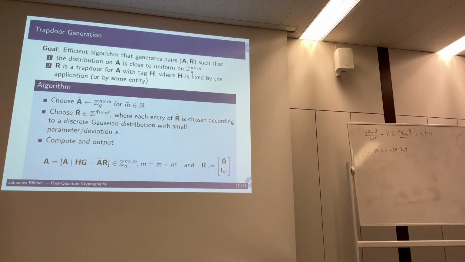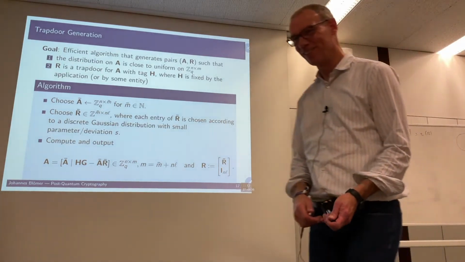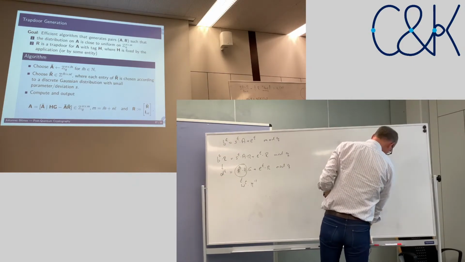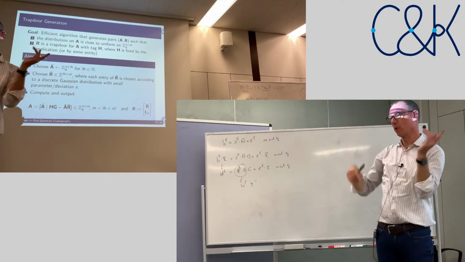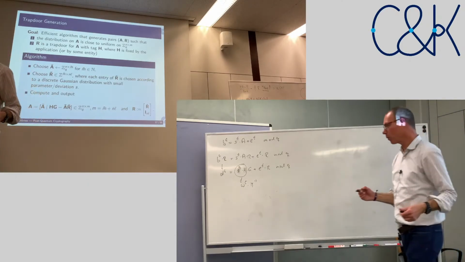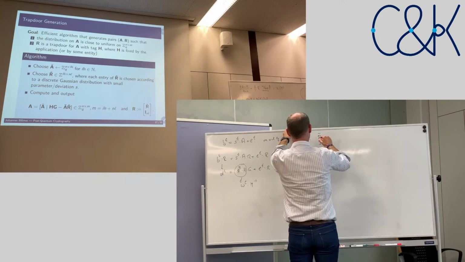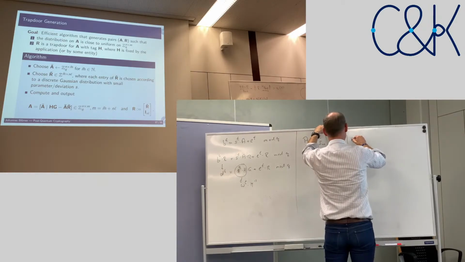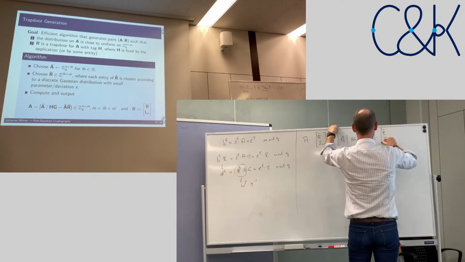Now let's look at why it's a trapdoor. Multiplying concatenated matrices is like multiplying matrices where you treat individual things as if they are numbers. So what we need to calculate is A times R bar over the nL identity, which is A bar concatenated with H G minus A bar times R bar, times R bar over the nL identity.